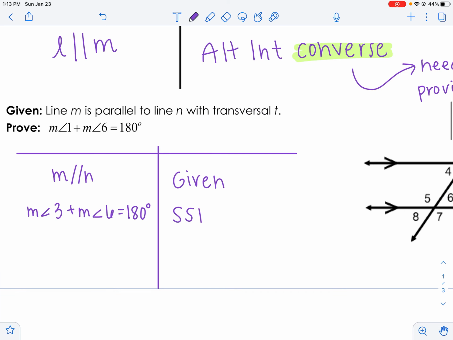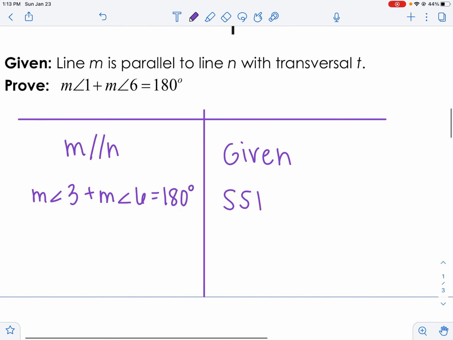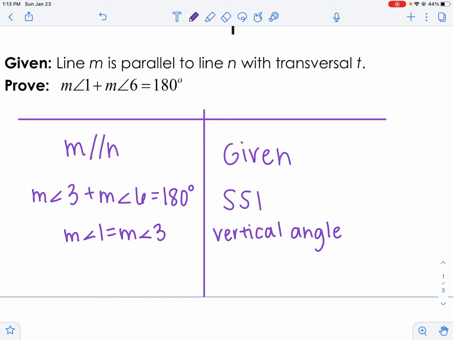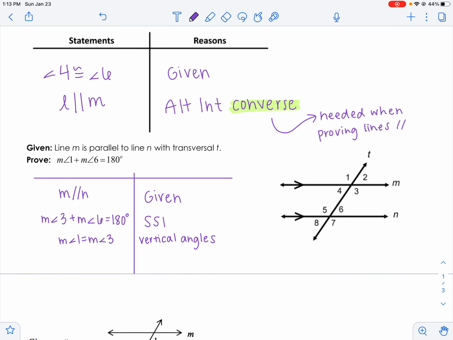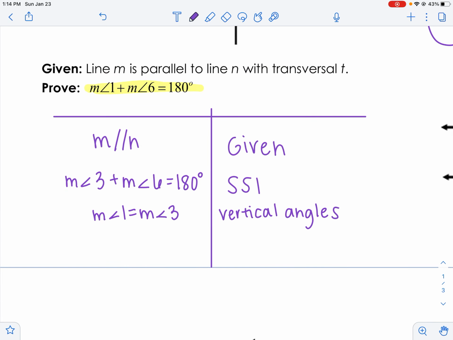Ask yourself, what type of angles are 1 and 3? Well, 1 and 3 are vertical angles, so I'm going to say that angle 1 is congruent to angle 3, or angle 1 is equal to angle 3, because those are vertical angles. But remember, I didn't want to say 3 and 6. I wanted to say 1 and 6. So ask yourself, was there a property that allows me to just swap something out? Does it allow me to swap a 3 for a 1 because those are exactly the same? And there is. The substitution property allows you to just swap those out.